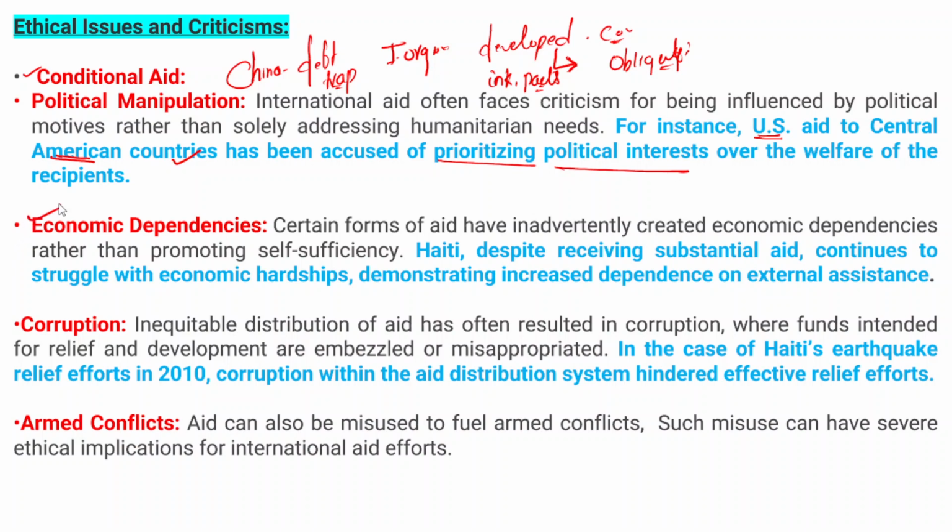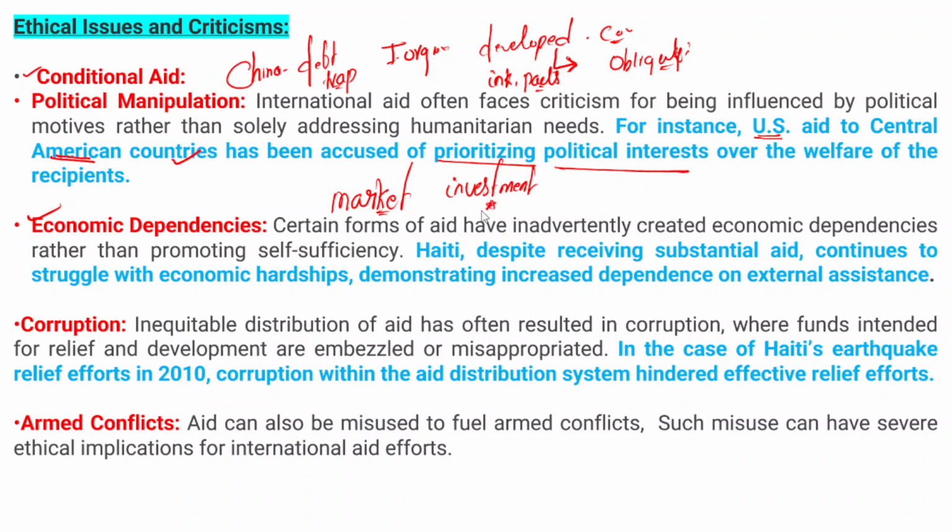And secondly, there's a huge economic dependence also. For example, international aid has been indirectly related to economic interdependence among those countries. Because yes, we are giving aid to you, so therefore you have to open up your markets for us. You have to open the economy for us. You have to allow more and more investment into your economy for us.